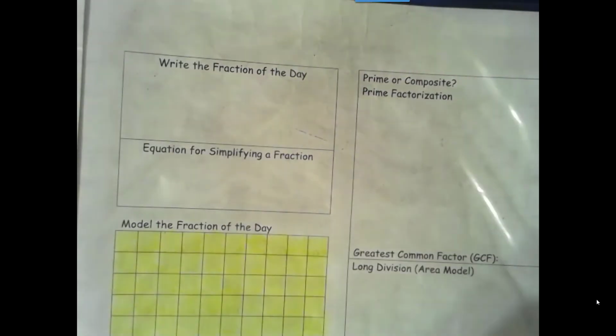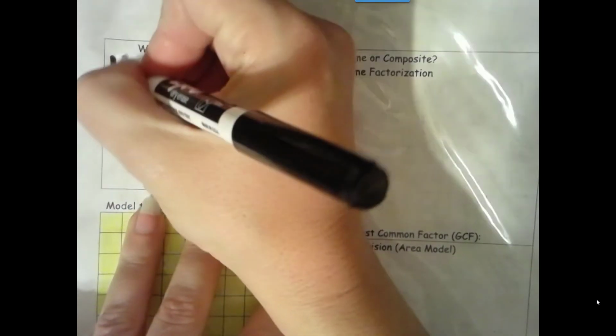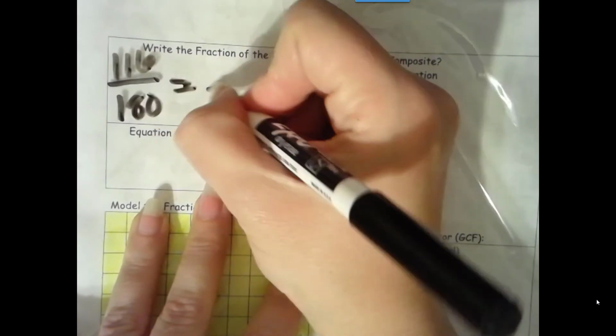Let's go ahead and get down our beginning fraction. Okay, we have a total of 180 days. And we are in day 116.